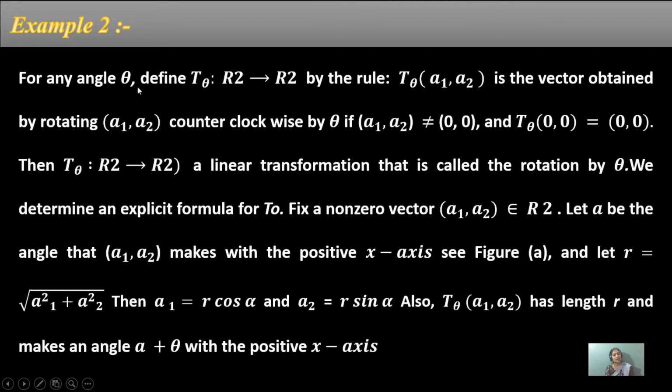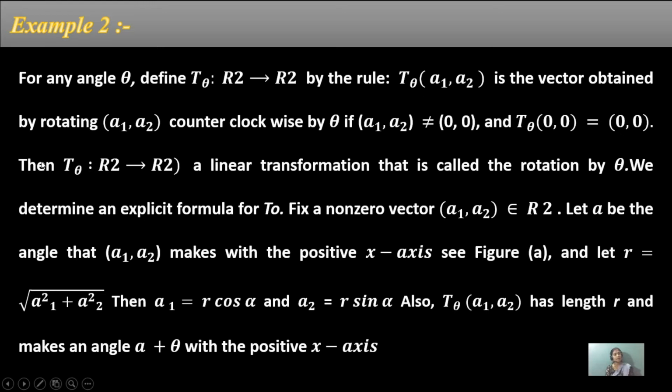For an angle theta, define T theta from R2 to R2 by the rule: T theta of (a1, a2) is the vector obtained by rotating (a1, a2) counterclockwise by theta, if (a1, a2) is not equal to (0, 0). Rotation is generated from one vector to another. If both x and y are 0, then T theta of (a1, a2), that is (0, 0), equals (0, 0).